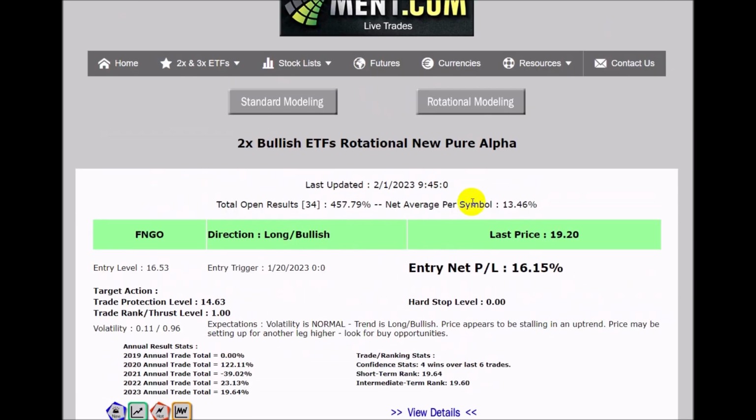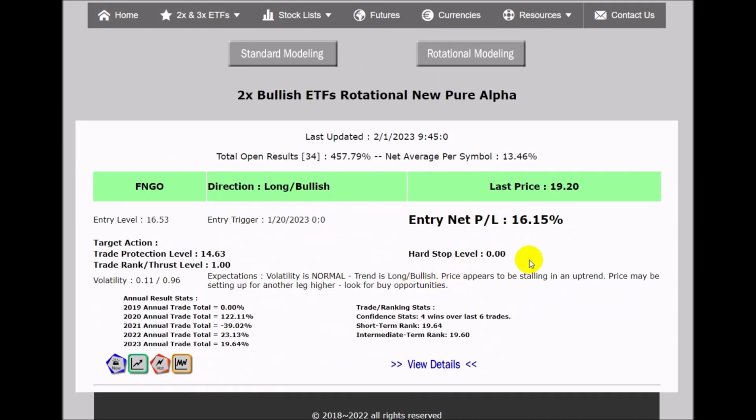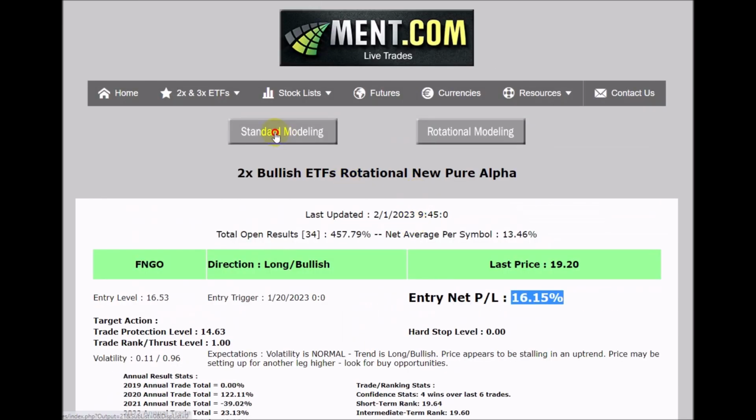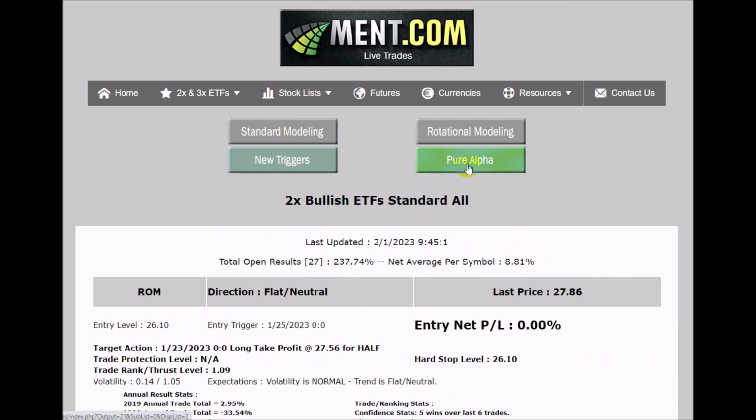Pure alpha trades are essentially a ranked trading trigger. This is January 20th. We got into FNGO, and that was only a week ago. We're up 16.15%. I wouldn't be chasing this trade, even though we have the opportunity to do so. The real reality here, ladies and gentlemen, is pure alpha trades are very opportunistic trades when they show up.